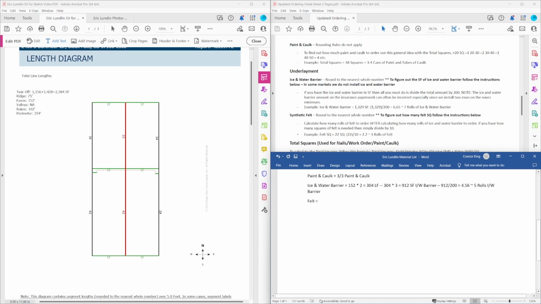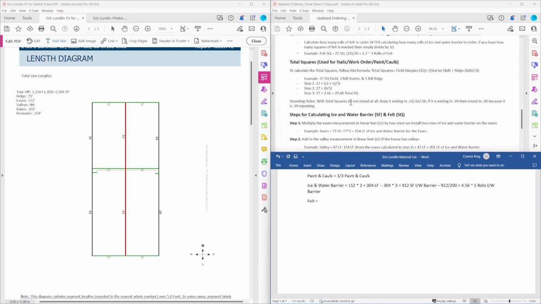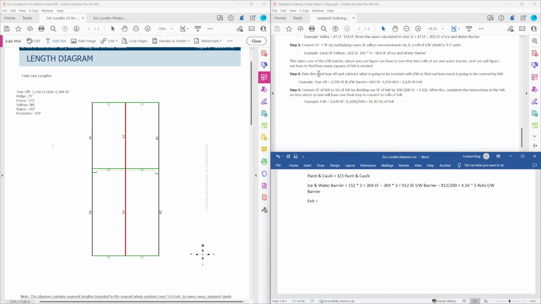Last, we're going to do our felt. So we're going to have to figure this out since it's not an insurance estimate. So it's going to say take our total tear off in square feet and subtract what is covered by ice and water barrier. So we have 2,584 square feet for our tear off, subtracting by our 912 feet that's covered by ice and water barrier. And we're going to get the coverage that's needed for felt in square feet. So that's going to be 1,672 square feet of felt.